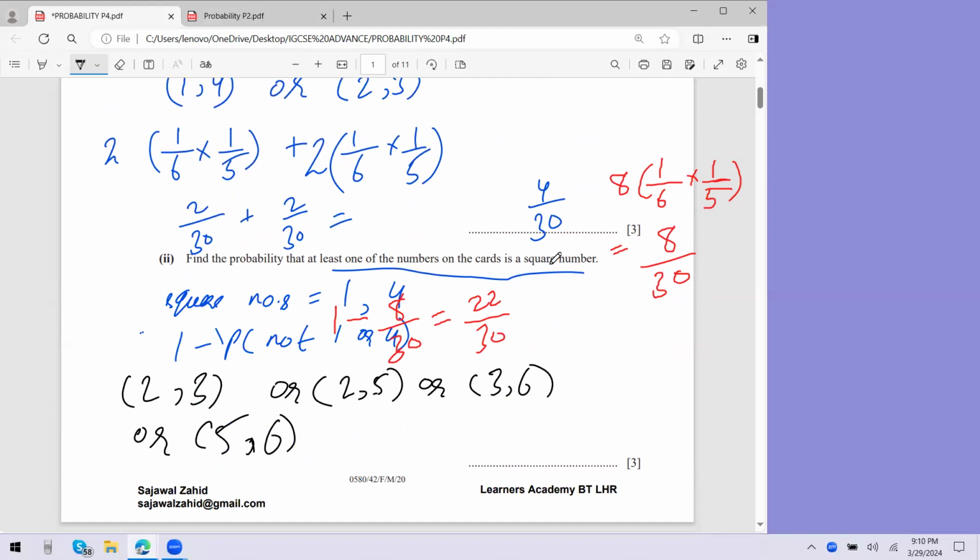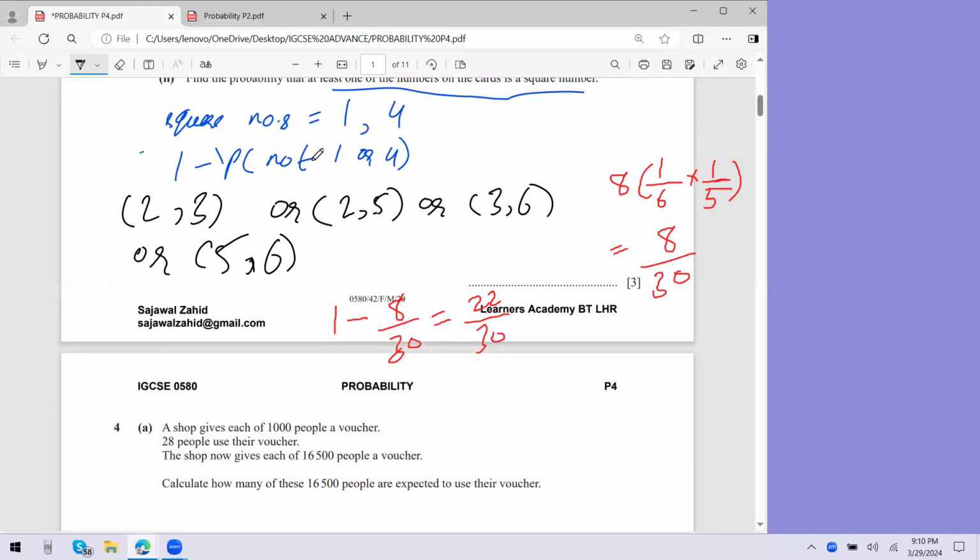Okay, so that means we excluded 1 or 4. I made it like 1 minus the probability of not 1 or 4, so I'm not going to include 1 or 4. That means either 2 or 3 we can take, or 2 or 5, or 3 or 6, or 5 or 6. The probability of the first one being 2 is 1 over 6 because it's one card with the number 2, and the second one being 3 is 1 over 5 because, without replacement, one card has been reduced from the denominator. Similarly, all other brackets have the same probabilities.